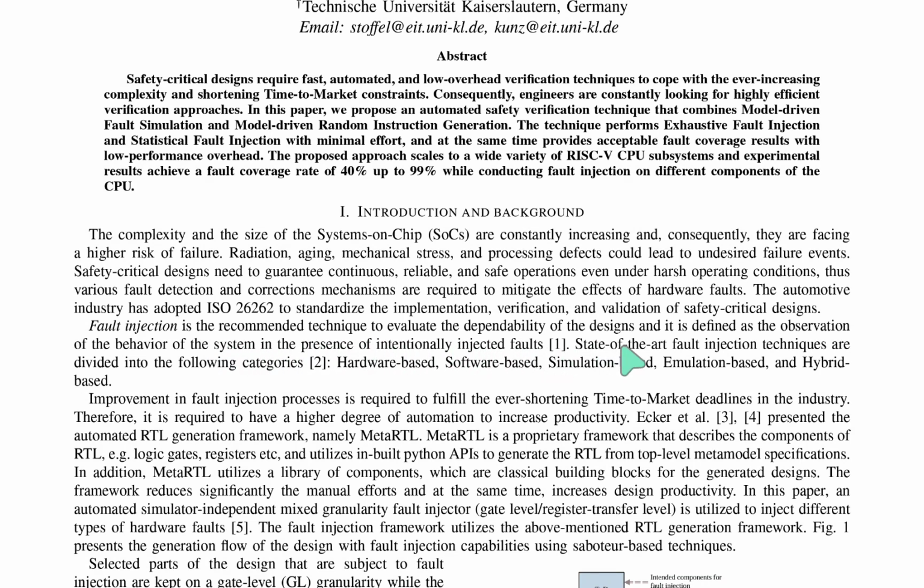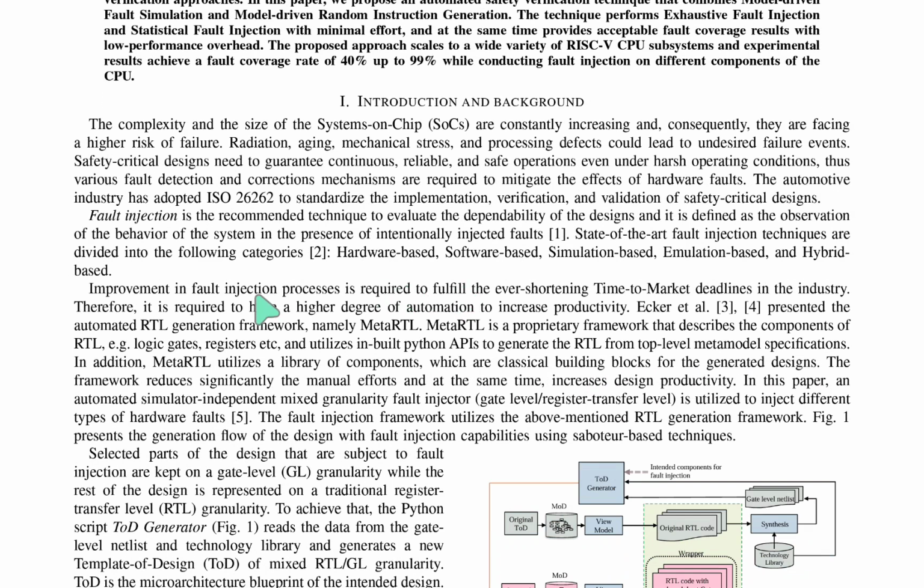The state-of-the-art fault injection techniques are divided into the following categories: hardware-based and software-based, simulation-based and emulation-based, and hybrid-based. Improvement in the fault injection process is required to fulfill the ever-shortening time to market deadlines in the industry. Therefore, a higher degree of automation is required to increase productivity.